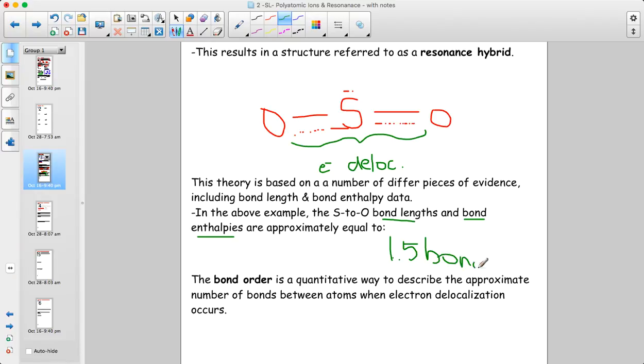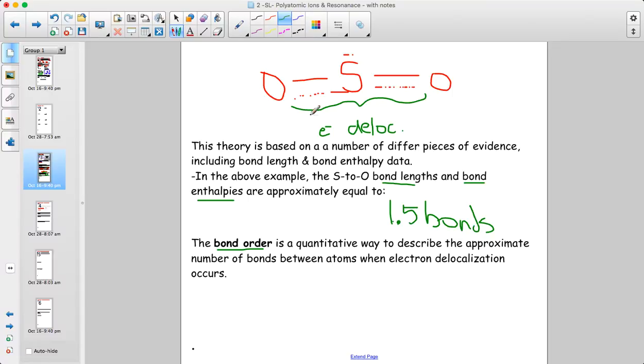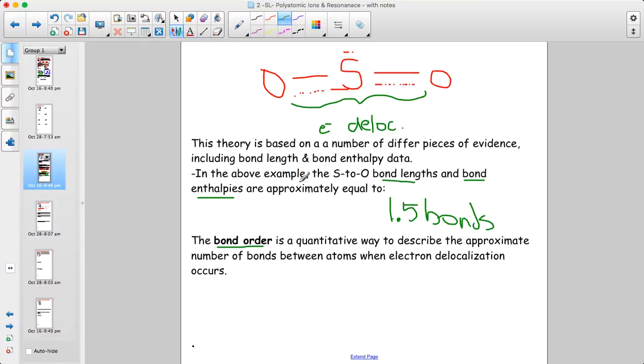Okay, and so there's a term called bond order. It's sort of a quantitative way of describing that idea, that actually the bond length and the bond strengths, bond enthalpies of these S to O bonds can't really be described as a single bond or a double bond. So a bond order is a way of saying, well, this bond sort of acts like it's got 1.5 bonds worth of strength and length.